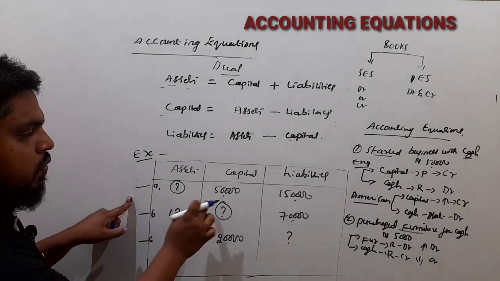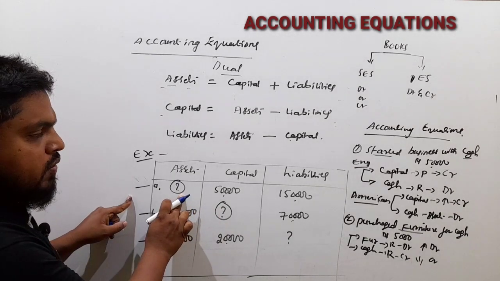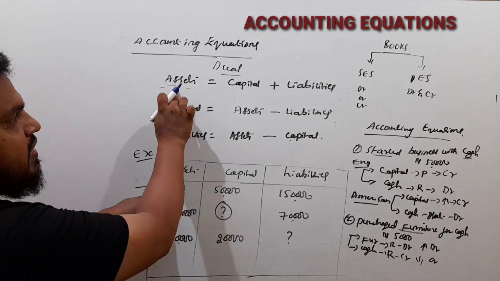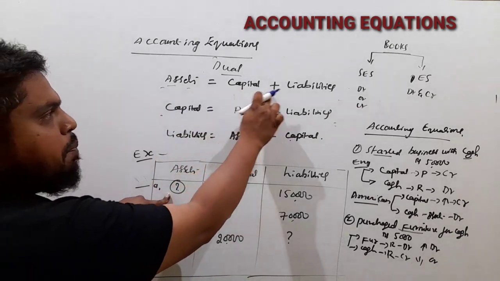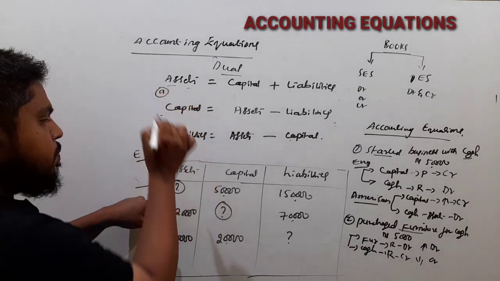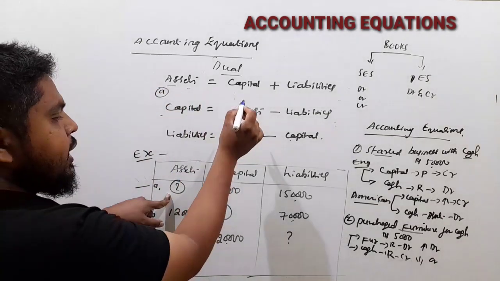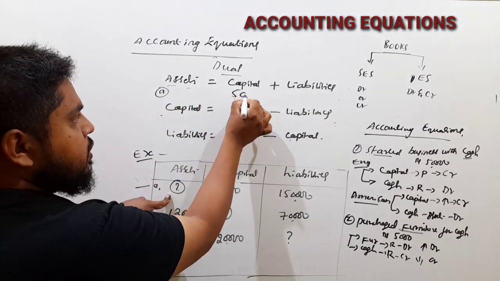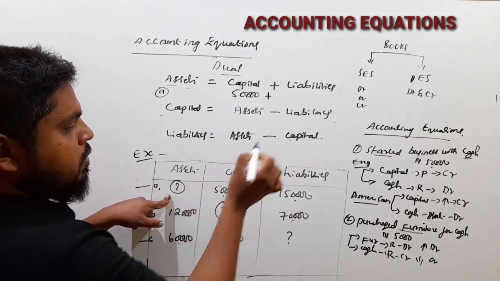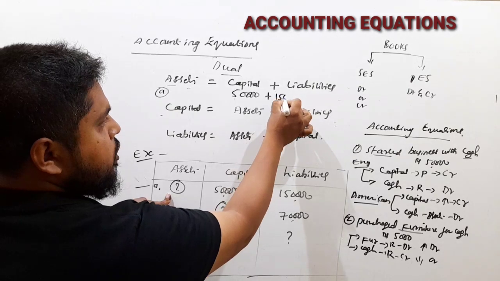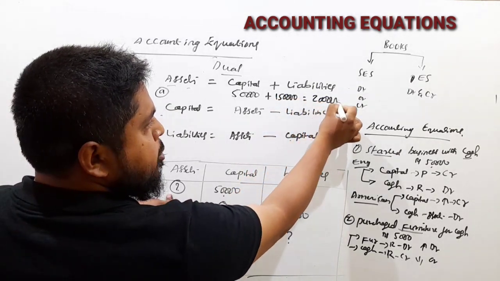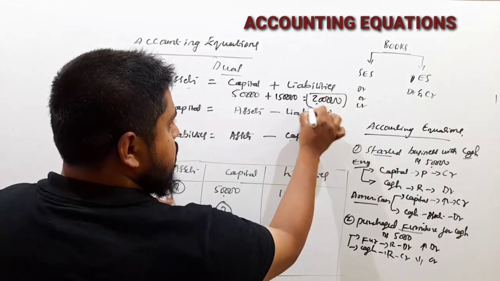So first you have to find out assets here. So assets is question mark. Assets is equal to capital plus liability. So assets is equal to capital, 50,000, plus 1,50,000. So this is 2 lakhs. So 2 lakhs is the asset here.